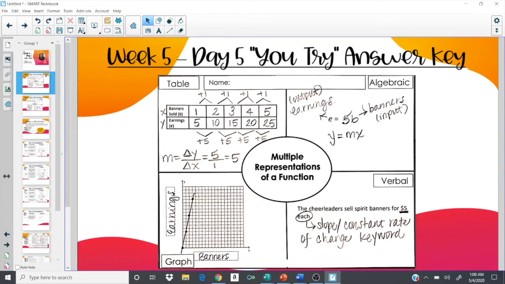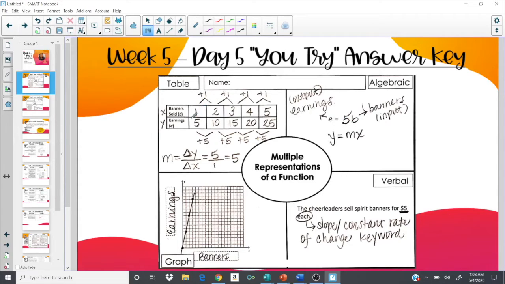And then you would substitute 5 for your slope. So the equation will read E = 5B. You would multiply 5 by the number of banners you sell to figure out how much money you will earn. Now, to create a table that represents the relationship, I started at 1 and went in order. From there, I know my relationship is to multiply by 5.